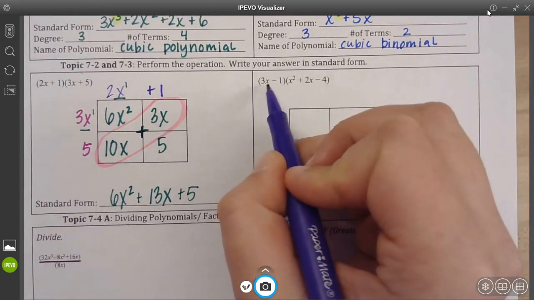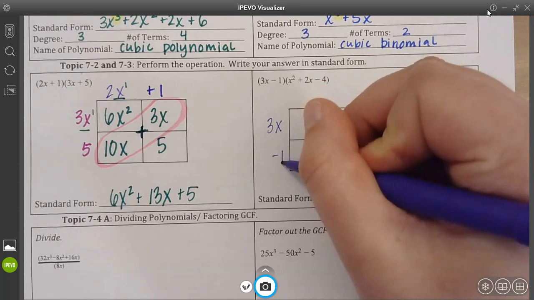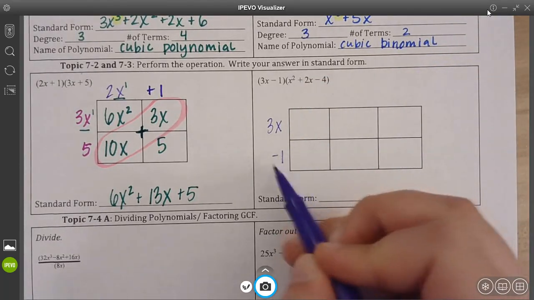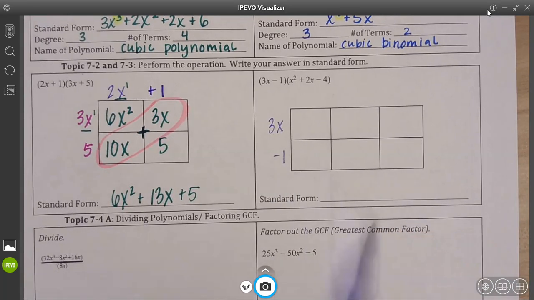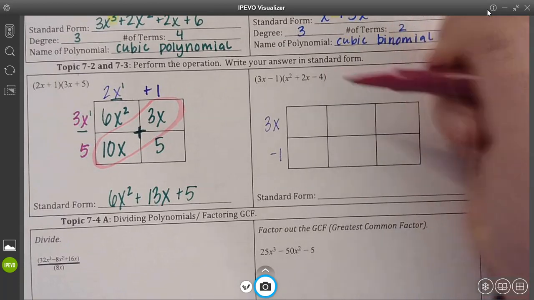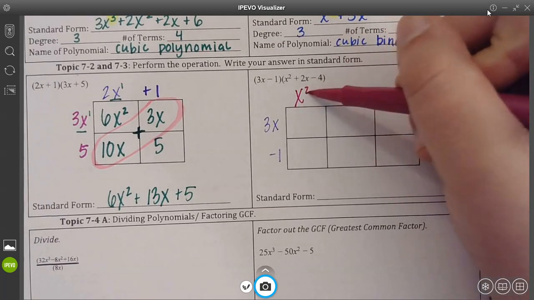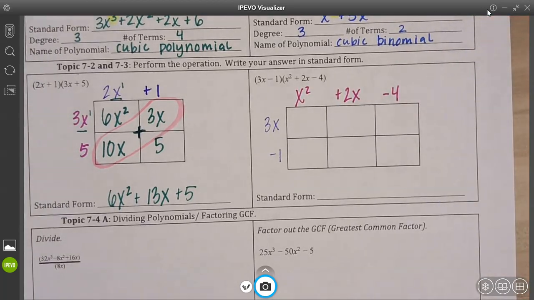So I'm going to take this 3x minus 1, and I'm going to put it down the side, bringing the negative signs with it. We didn't have any negative signs in our last problem, but I had to bring the negative sign with this one. And then I'm going to take the polynomial that has 3 terms, and I'm going to write it across the top. X squared plus 2x minus 4. And then I'm going to fill in my boxes just like we did before. We just have a couple more boxes this time.